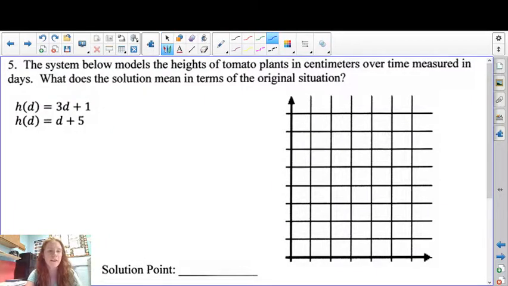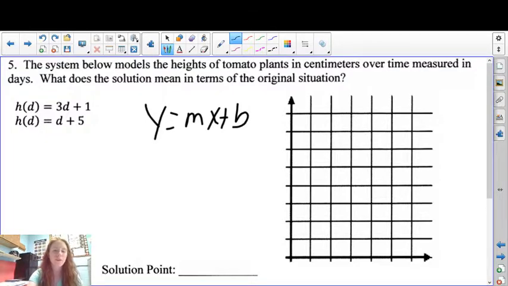Number 5. The system below models the height of tomato plants in centimeters over time, measured in days. What does the solution mean in terms of the original situation? Well, I see instead of x and y, I have h and d. And I'm just going to write something off to the side so I don't forget: y equals mx plus b. So we're going to compare which of these letters is similar to the other.